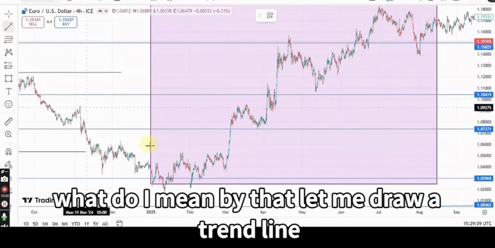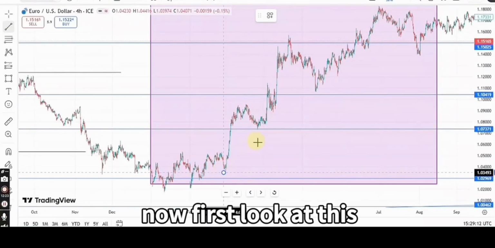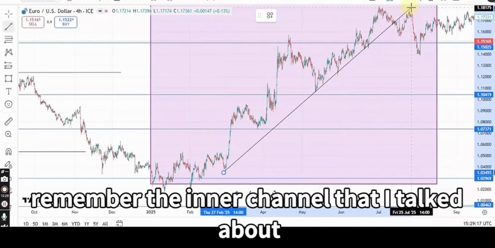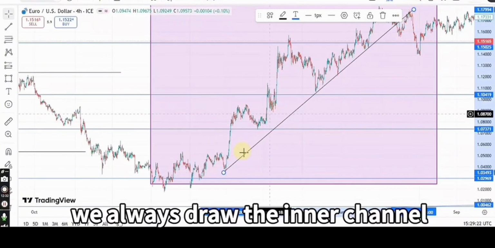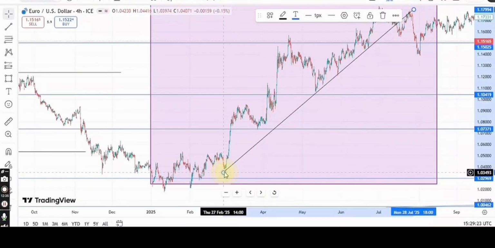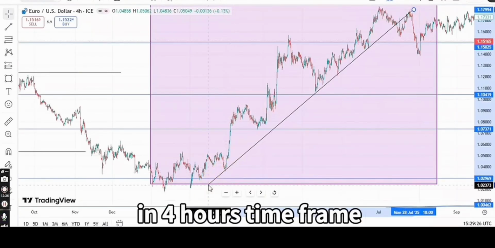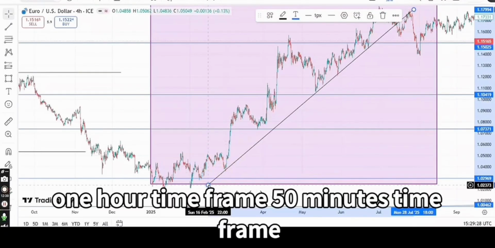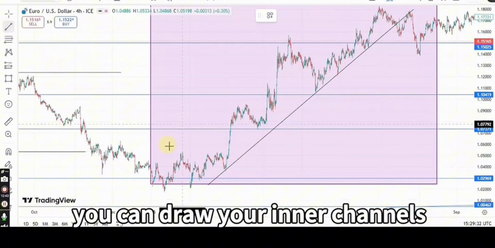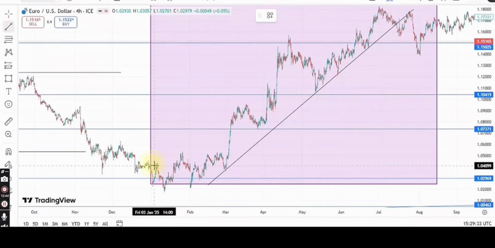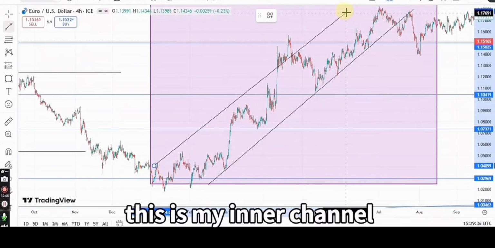What do I mean by that? Let me draw a trend line. Now first, look at this. You remember the inner channel that I told you about? We always draw the inner channel in 4 hours time frame, 1 hour time frame, 15 minutes time frame. You can draw your inner channels. Okay, this is my inner channel.